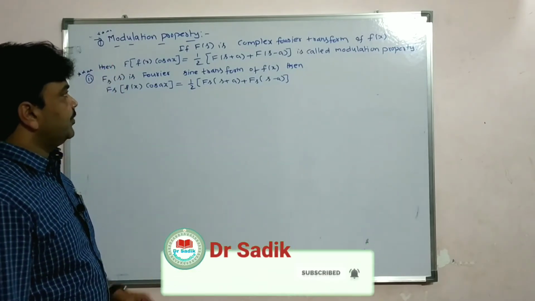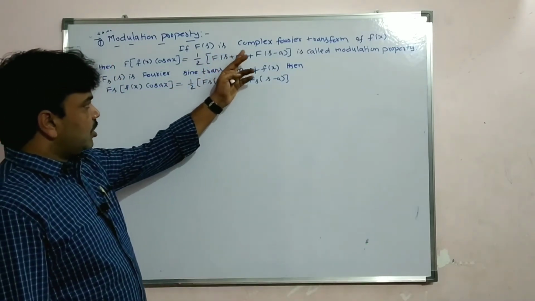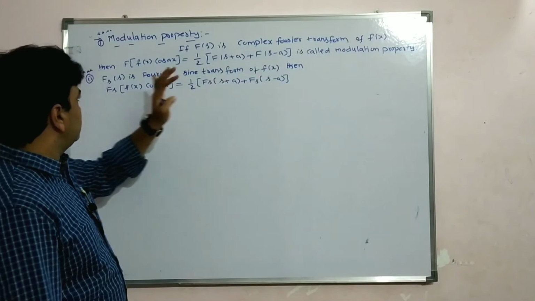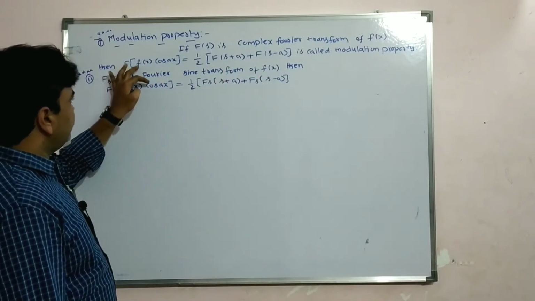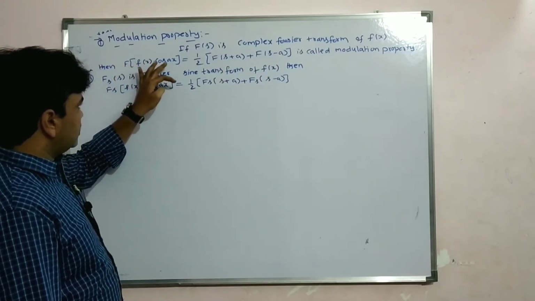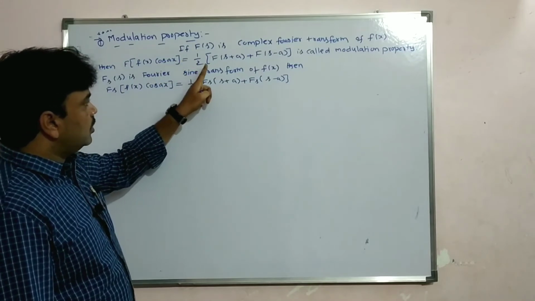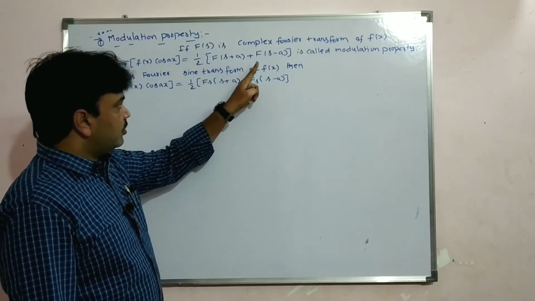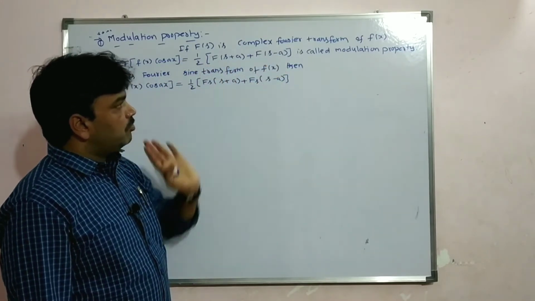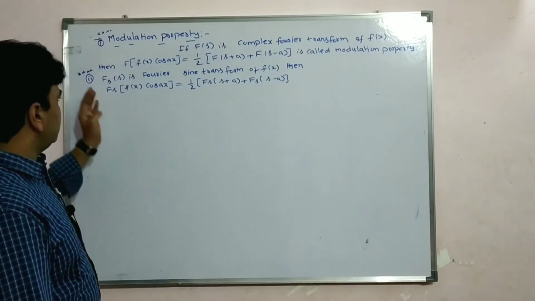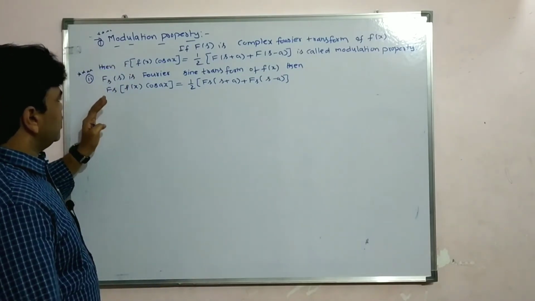Modulation property. If F(s) is the complex Fourier transform of f(x), then the transform of f(x) cos ax is equal to 1/2 [F(s+a) + F(s-a)]. This is called the modulation property, students. And there is another case of modulation.